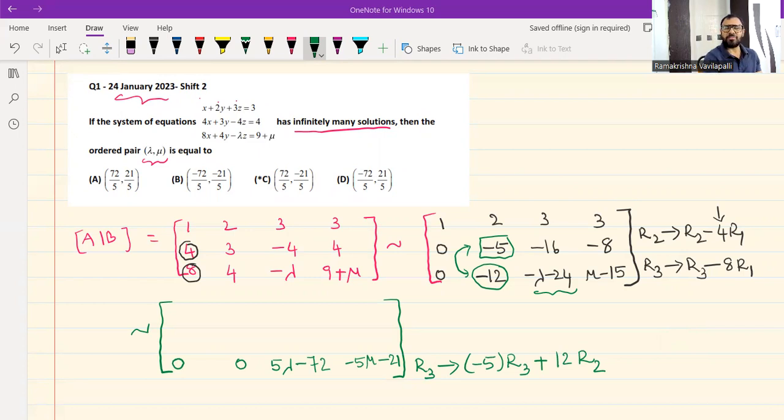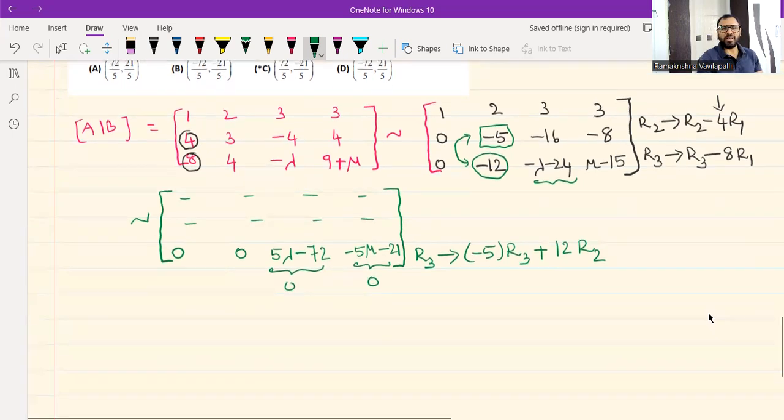We want infinitely many solutions. The other elements I'm not writing, because they are not necessary now. For infinite solutions, you see the concept: this must be 0 and this must be 0. For infinitely many solutions, the entire last row must be 0. Therefore, we get lambda equal to 72 by 5 and mu equal to minus 21 by 5. So option C is correct.